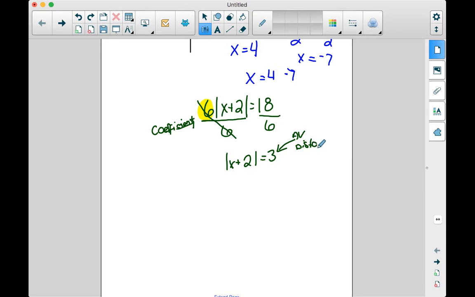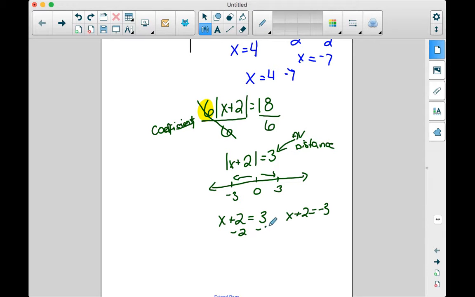So once again, we can think about this on a number line. If we have our number line, and this is 0, our distance could be 3 in this direction, or it could be 3 in this direction. So we have two possible statements. x plus 2 could equal positive 3, or x plus 2 could equal negative 3. Because again, that absolute value is just that distance of 3. We go ahead and we solve each one.